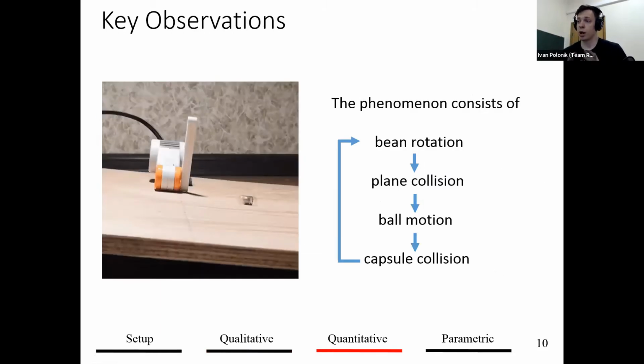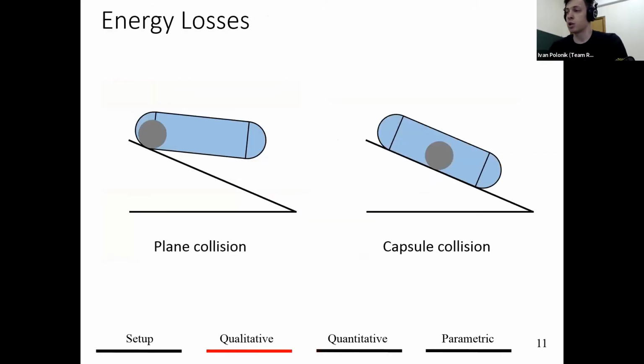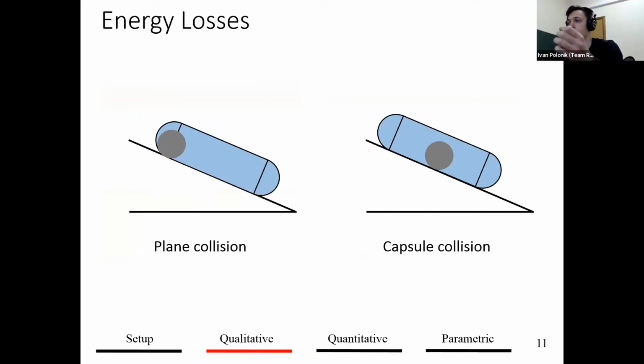Next, we'll go to the quantitative block, and from the video on the frame, we clearly see that we can divide our phenomenon into 4 steps. First is beam rotation, when both ball and capsule rotate. Next, the toy hits the plane. After that, the ball moves in the capsule, and finally, the ball hits the capsule and it starts to rotate again. So, in which of these 4 steps can we have energy losses? Surely we will have them in the plane collision and the capsule collision.